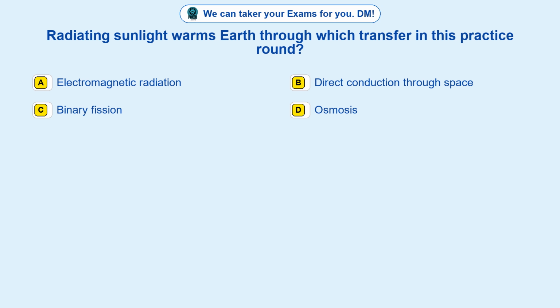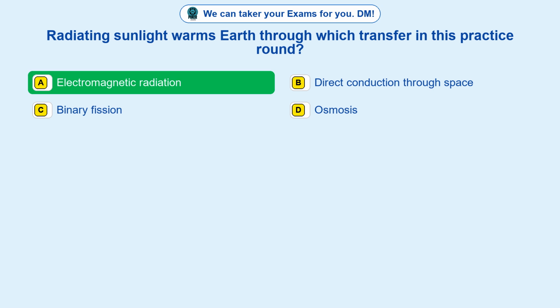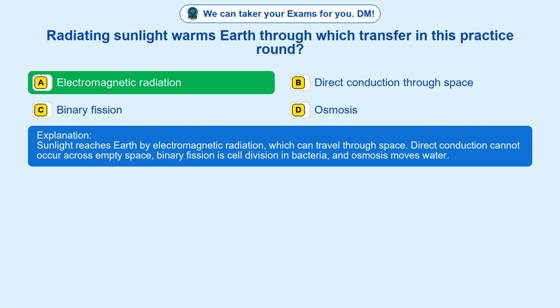Question 77. Radiating sunlight warms Earth through which transfer in this practice round? Option A, electromagnetic radiation. Option B, direct conduction through space. Option C, binary fission. Option D, osmosis. The correct answer is option A. Electromagnetic radiation. Sunlight reaches Earth by electromagnetic radiation, which can travel through space. Direct conduction cannot occur across empty space, binary fission is cell division in bacteria, and osmosis moves water.